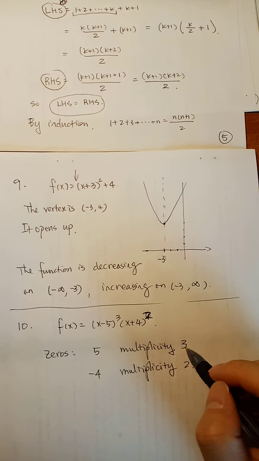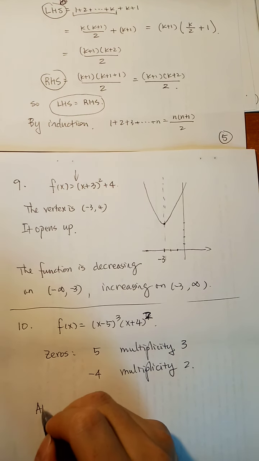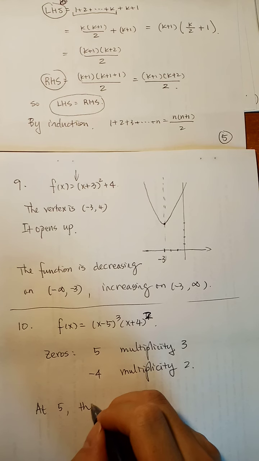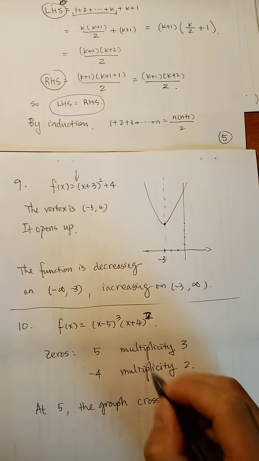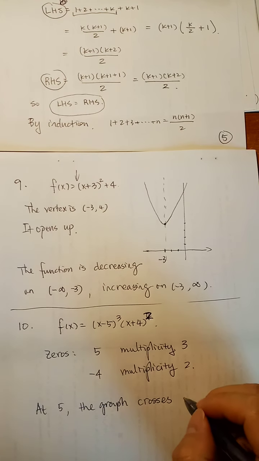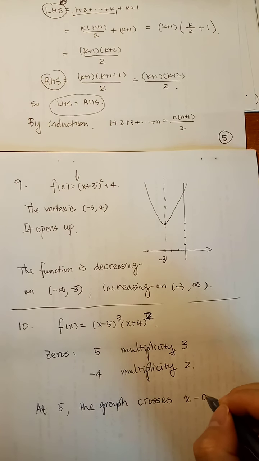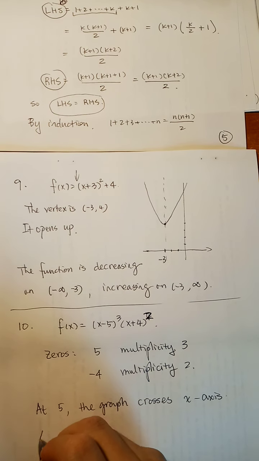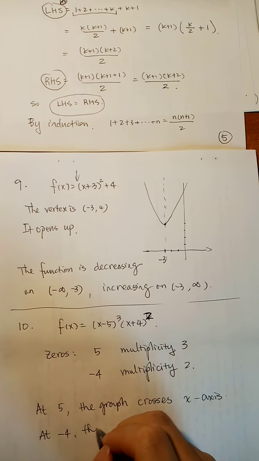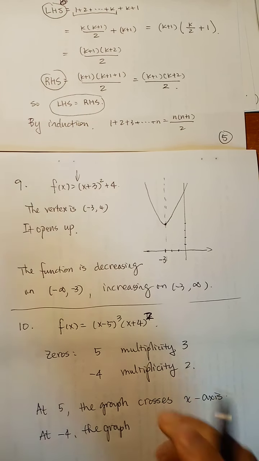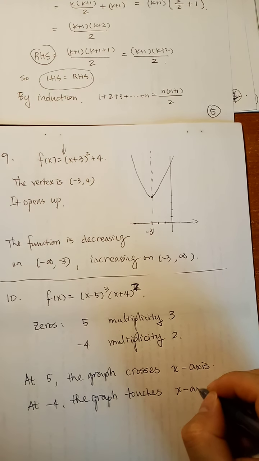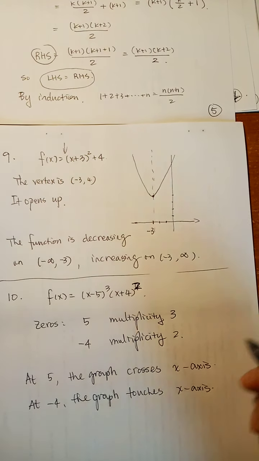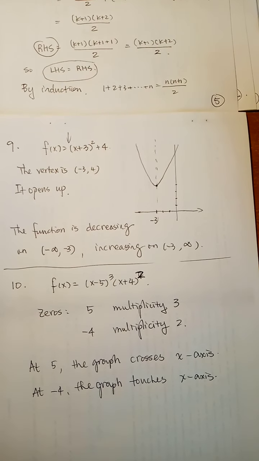And because the multiplicity is 3 at 5, the graph crosses. At odd multiplicity, the graph crosses the x-axis. At even multiplicity zeros, the graph touches the x-axis. It's even, so it will touch the x-axis. Okay, so this is problem 10.